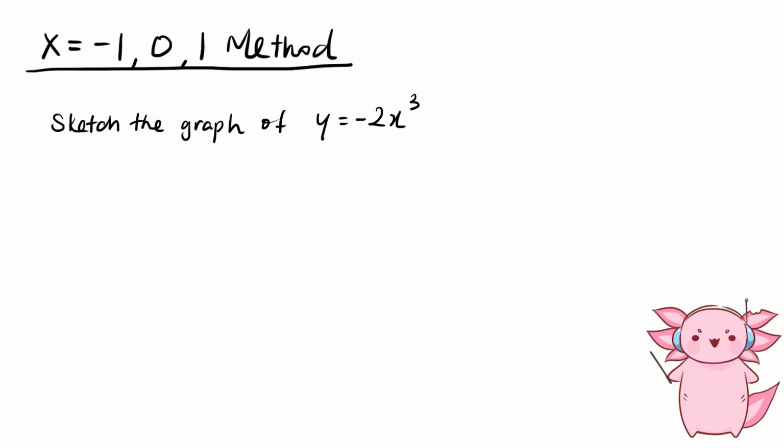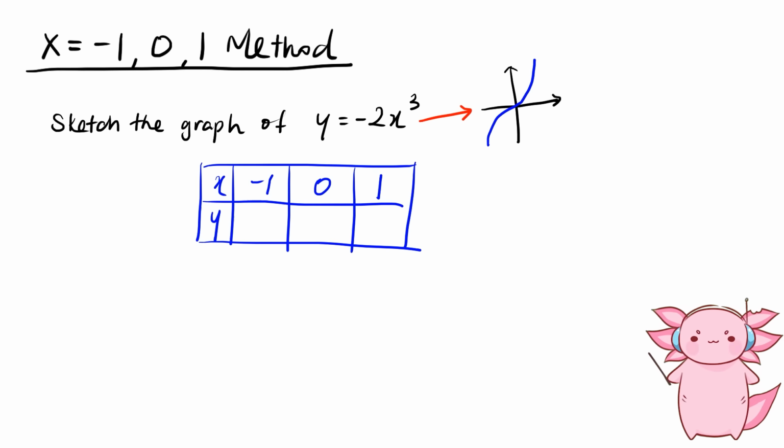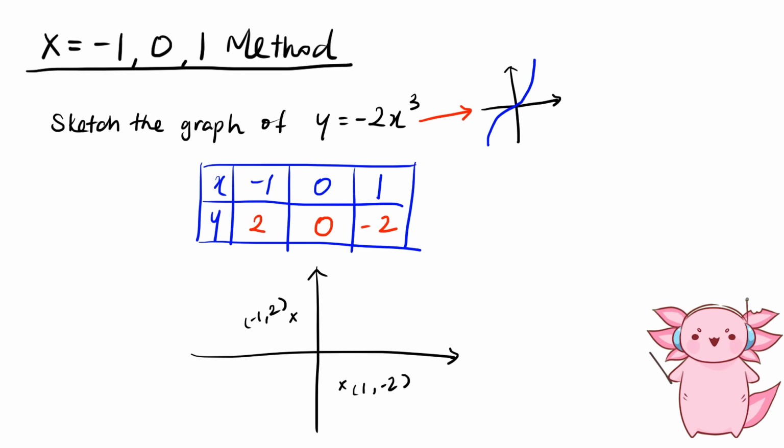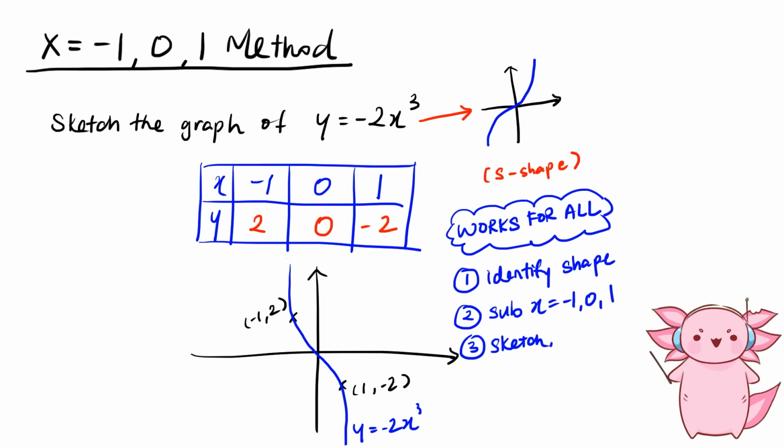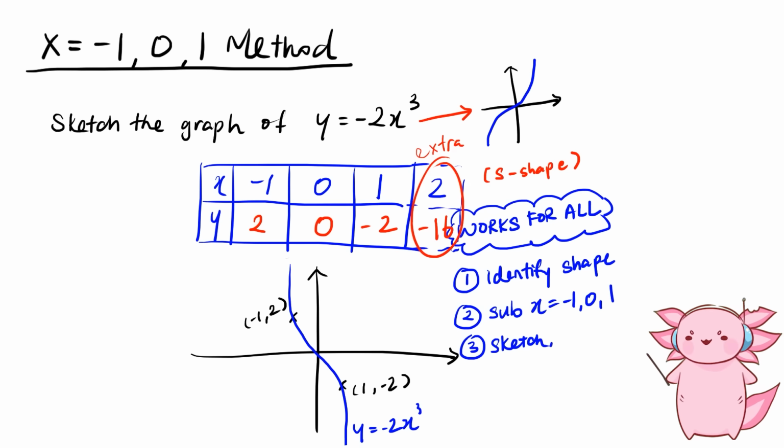Don't believe me? Let's do one more. Since x cubed looks something like this, we sub in again -1, 0, 1, we plot out all the points, and since it looks like an S shape over here, we sketch the graph like this. This method works for all variants once you identify the general shape of it, and you can always plot more points if you're still unsure how to draw the graph.